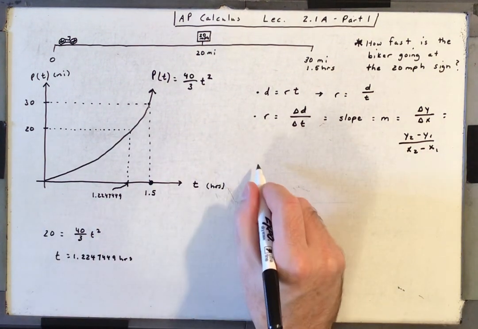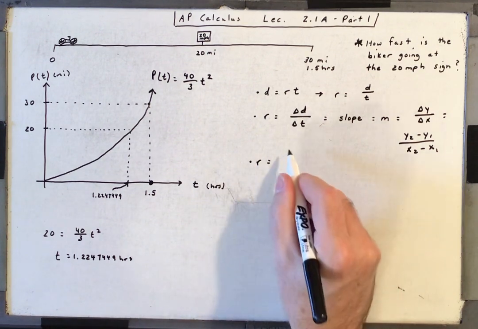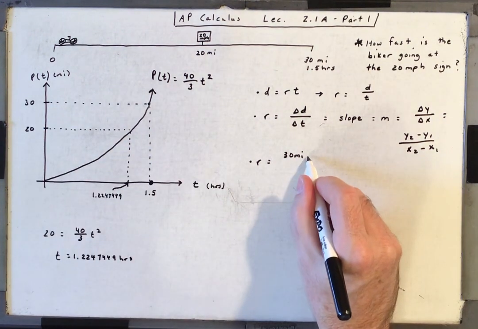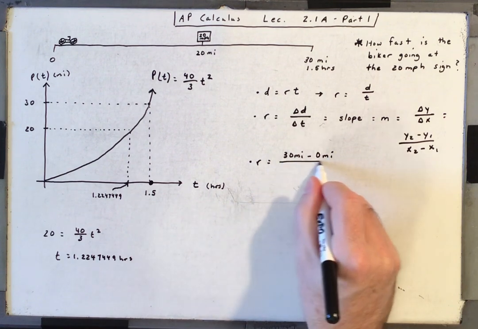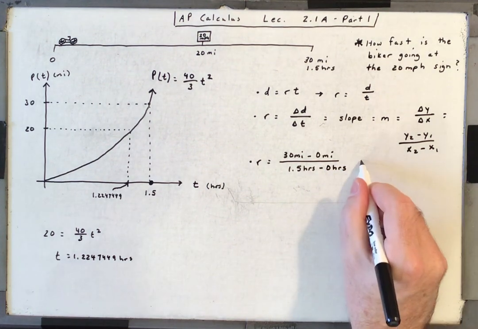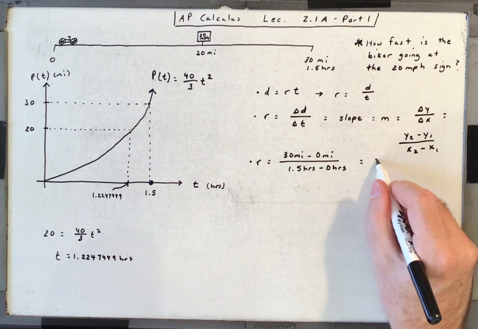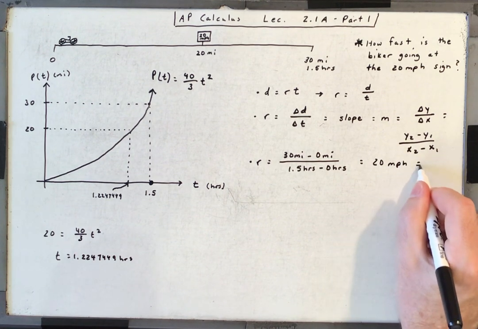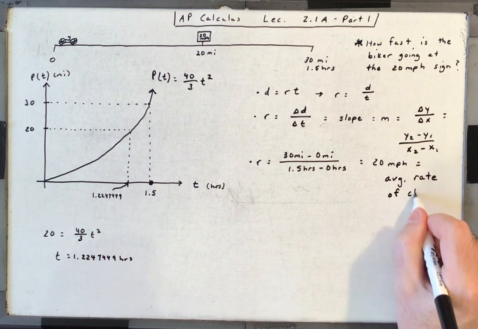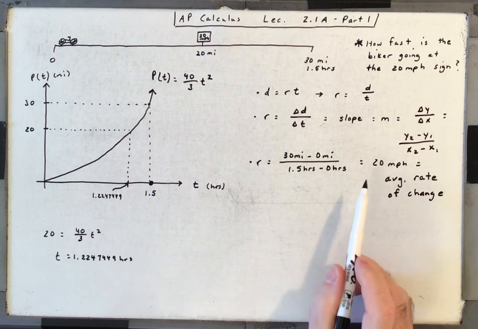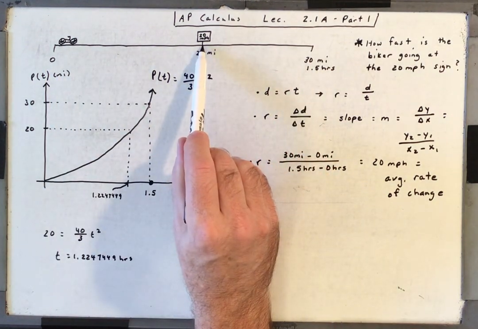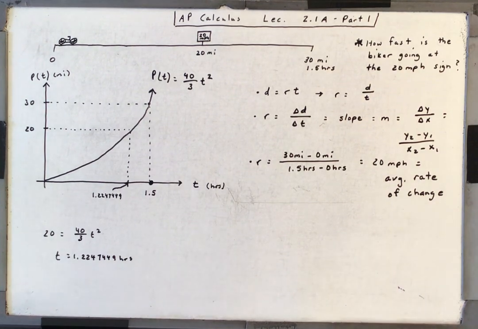So to get the rate for the whole journey, it's going to be y2, 30 miles, minus 0 miles over 1.5 hours minus 0 hours. And you would get 20 miles per hour. That is your average rate of change. So really, that's all we're talking about when we're talking about speed. The biker averaged 20 miles an hour. That doesn't mean that he was going 20 miles an hour at the sign. That was just the average rate of change.